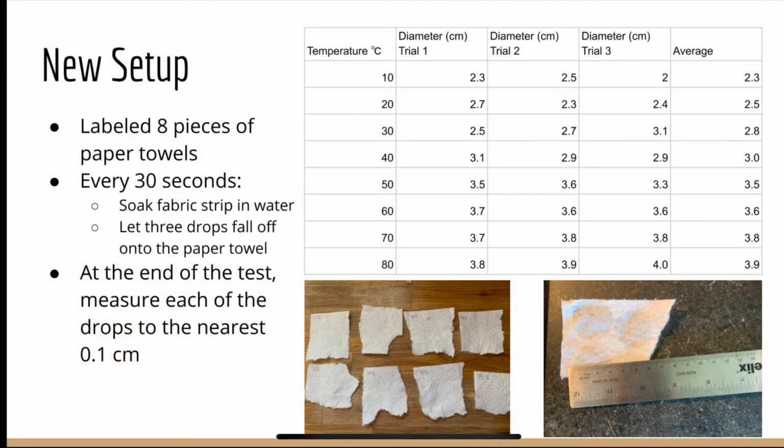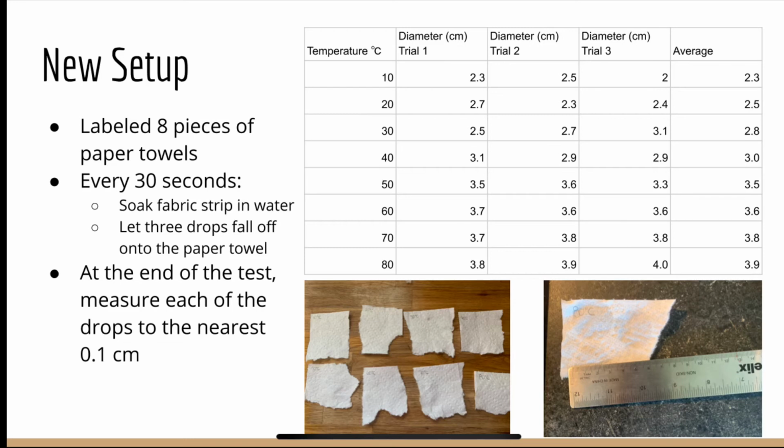So my new setup was that I labeled 8 pieces of paper towels from 10 degrees Celsius to 80 degrees Celsius, so I knew which paper towel I was supposed to drop the water onto. And then every 30 seconds, as I was heating the water up, I stuck the fabric strip in the water up to a line that I had drawn on it, just so that there was an even amount of water every time, and I let 3 drops fall off onto the paper towel.